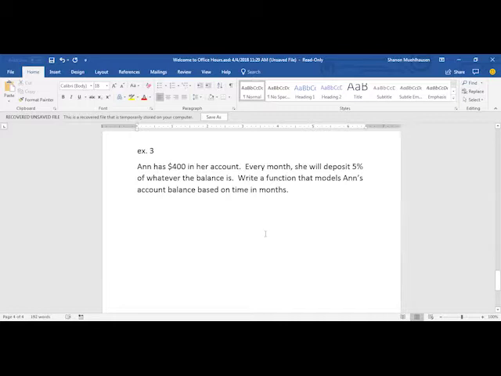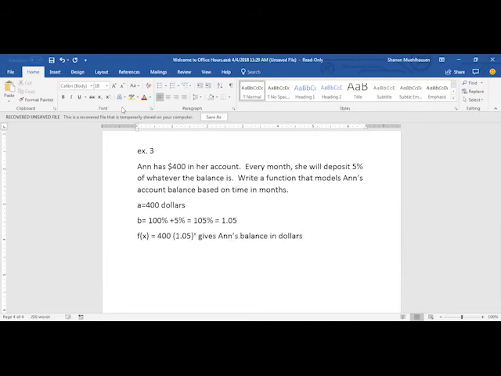Example 3. Anne has $400 in her account. Every month she will deposit 5% of whatever the balance is. Write a function that models Anne's account balance based on time in months. Our initial value is $400. Our growth factor starts at 100%, and here we have an increase because Anne is depositing, giving us a total of 105%, or written as a decimal, 1.05. Our exponential function then is 400 times 1.05 to the x power.